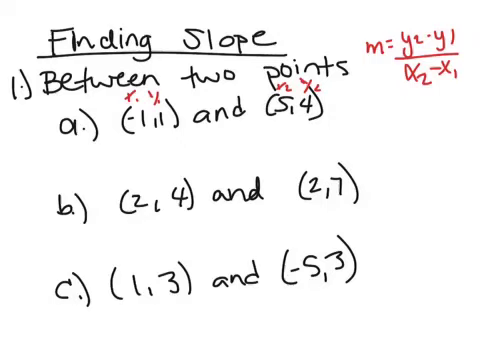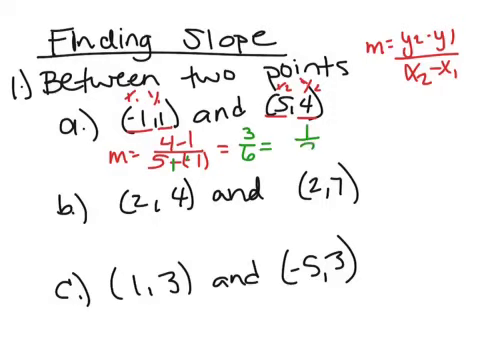Alright, so in A, I want to find the slope between the points negative 1, 1 and 5, 4. Well, if I use my formula y2 minus y1, my y2 value is 4, my y1 value is 1, so I have m equals 4 minus 1, and then my x2 value is 5, minus my x1 value is negative 1. So that's going to give me 4 minus 1 in the numerator, which is 3. And then in the denominator, I have minus a negative, so I have to add the opposite, so I get 5 plus 1, which is 6. And then 3 over 6 reduces to 1/2.